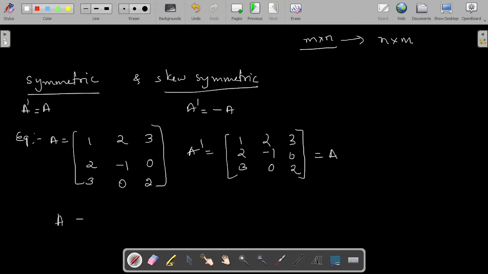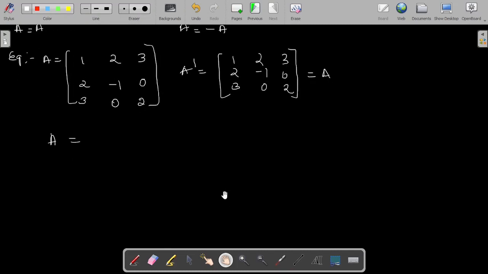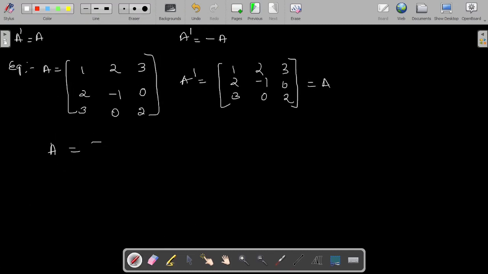Now, skew symmetric matrix means to construct a skew symmetric matrix, the condition you have to remember is principal diagonal elements must be 0. These are all square matrices. A square matrix is said to be symmetric. A square matrix is said to be skew symmetric. We are defining symmetry and skew symmetry only for square matrices. So 0, 0, 0. Diagonal elements must be 0. Then the off diagonal elements. If you have 1 here, in this place you have minus 1. If you have 2 here, then in this place you should have minus 2.